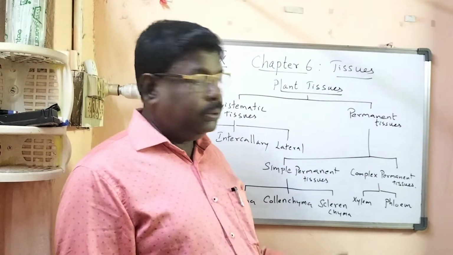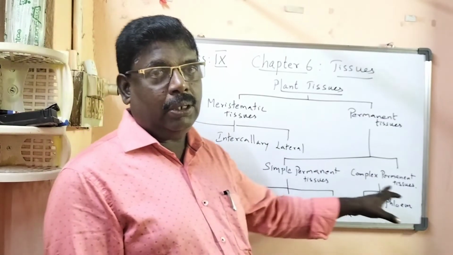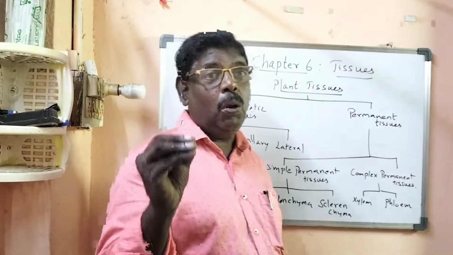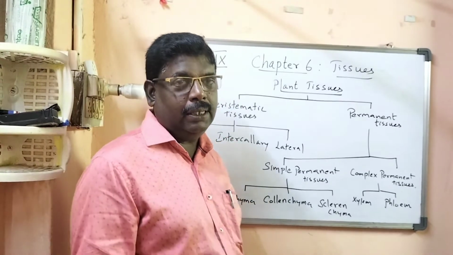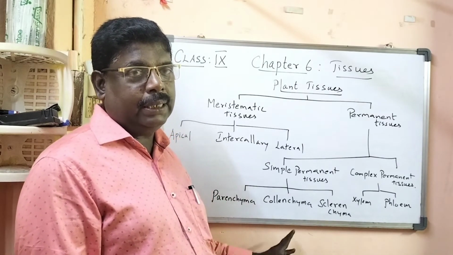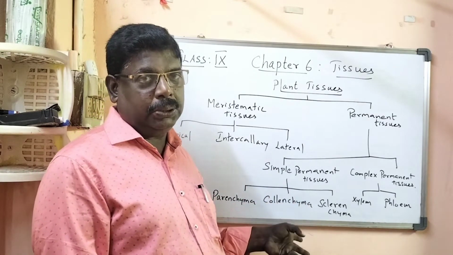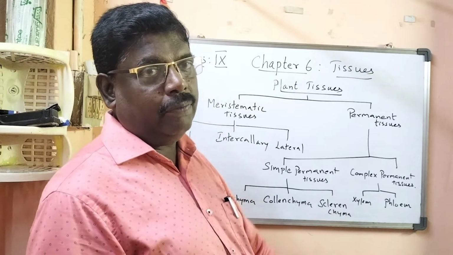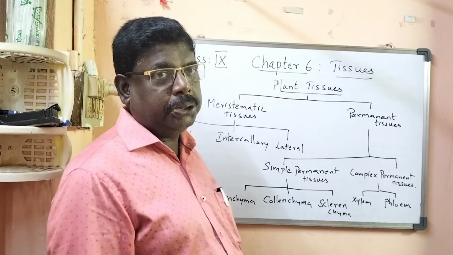Coming to the permanent tissues, we have two types: simple permanent and complex permanent. Simple tissues have only one type of cells. Examples are parenchyma, collenchyma and sclerenchyma. Under complex permanent tissues, we have two types, xylem and phloem, which are also called vascular tissues.